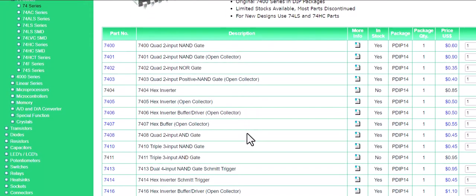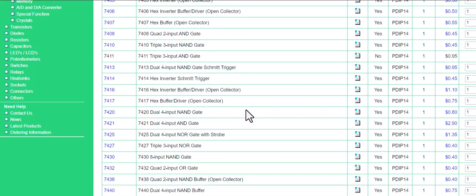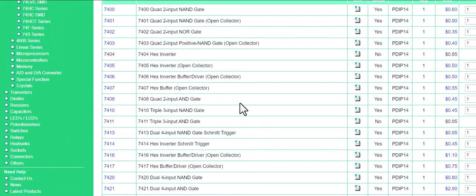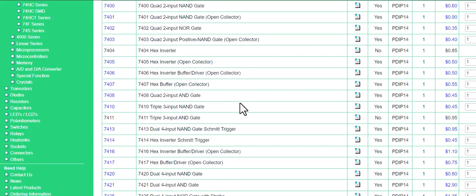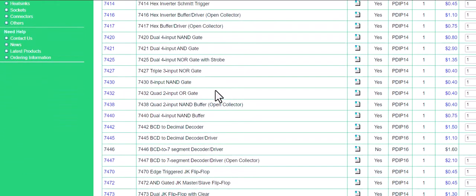Okay, so I want the inverter, so it's 7404. I want the 2 input AND, so 7421 dual 4 input, no, quad 2 input AND gate 7408, and quad 2 input OR gate 7432.